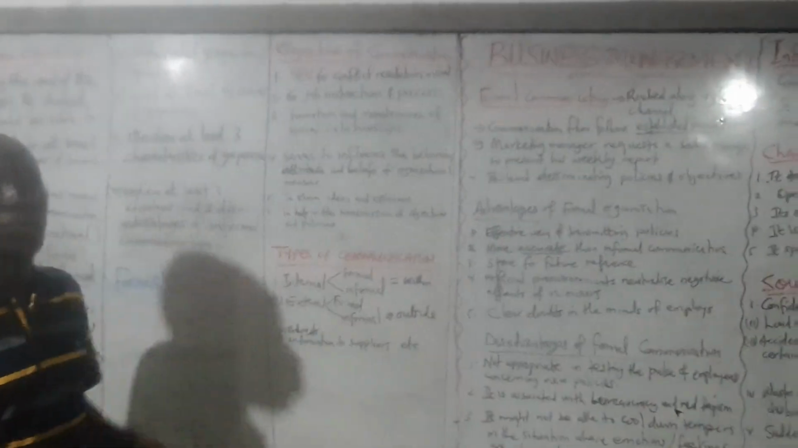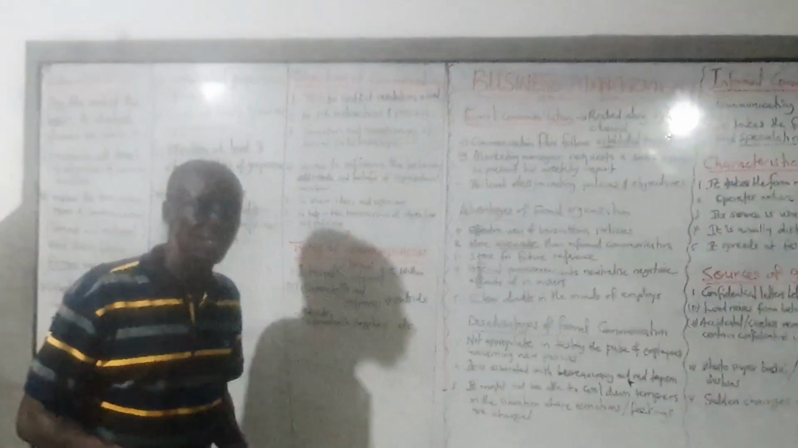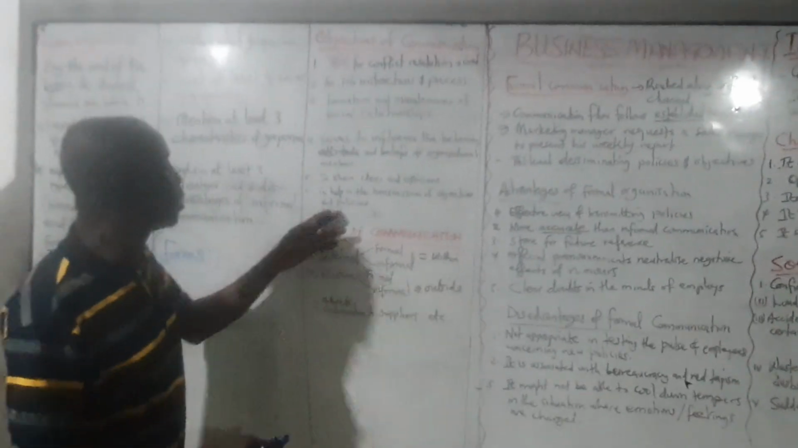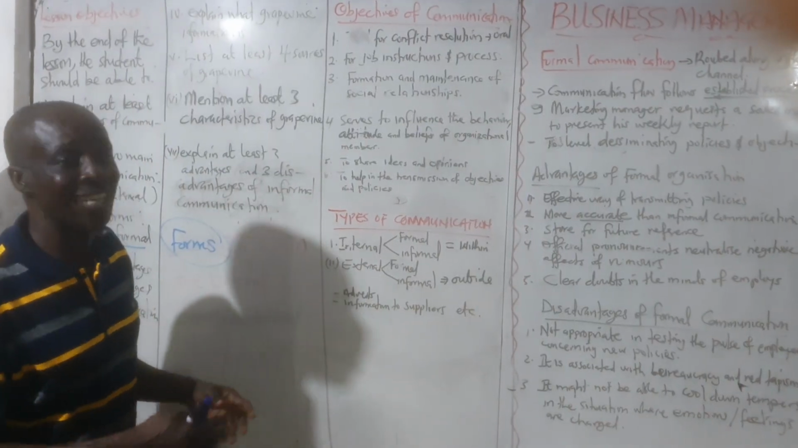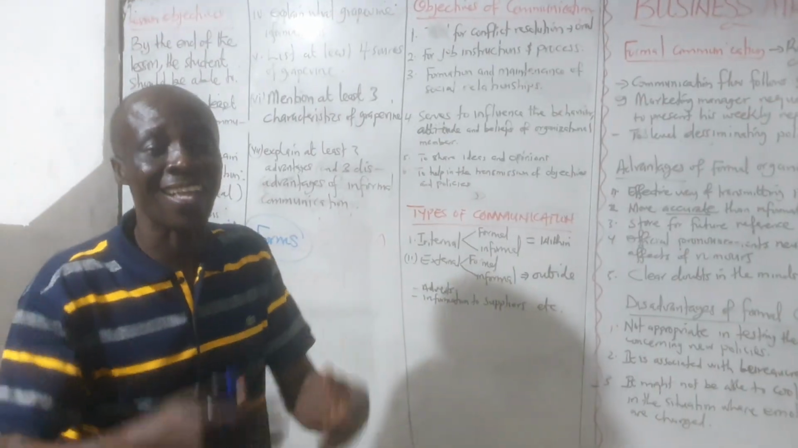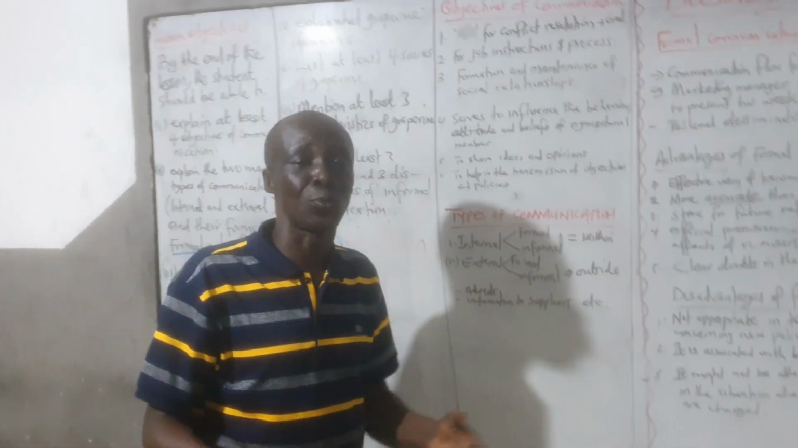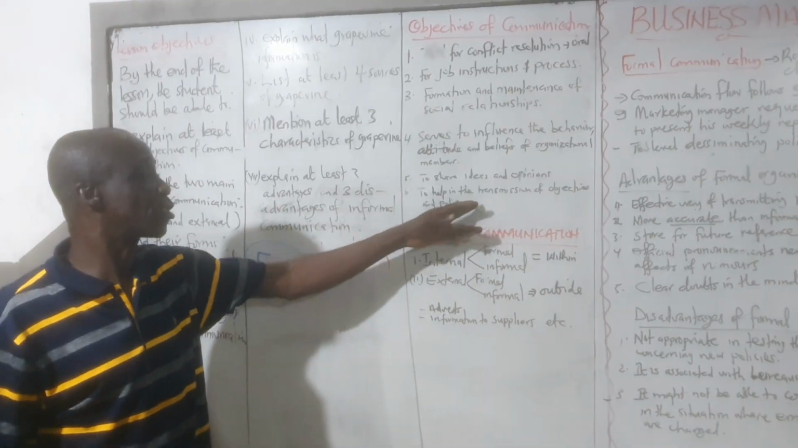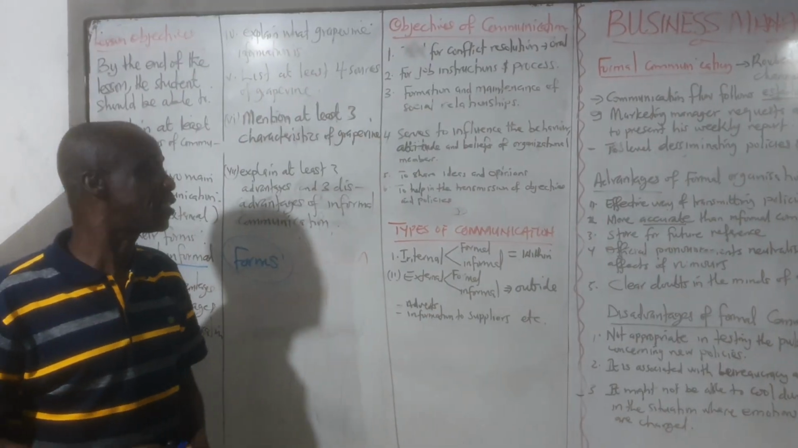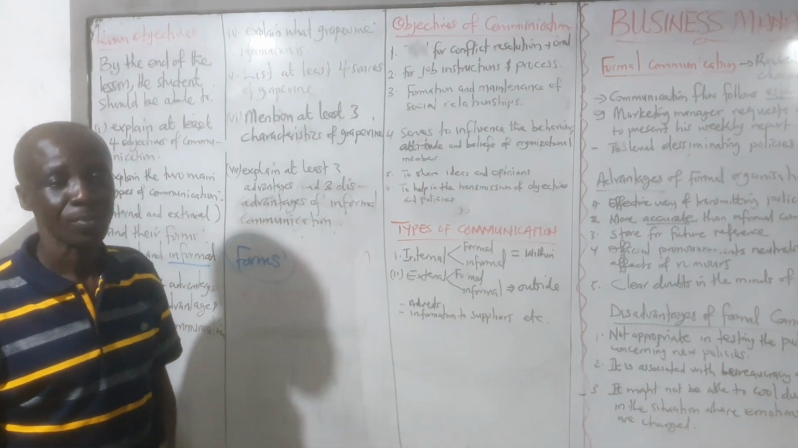When top management formulates policies, when objectives are established, these objectives and policies are transmitted, they are disseminated, they are given to those who are supposed to implement them. And it's through communication that this is done. So these are the objectives of communication.